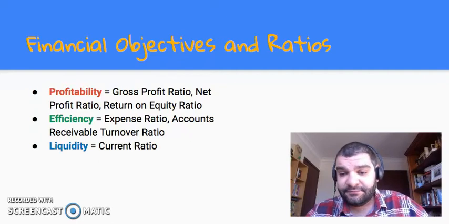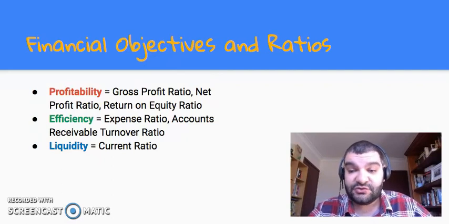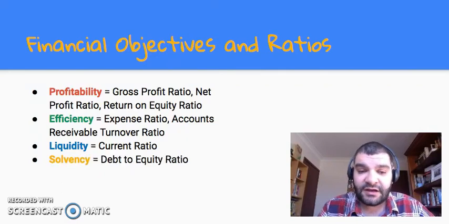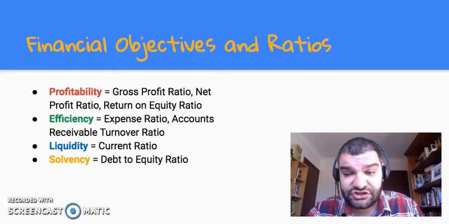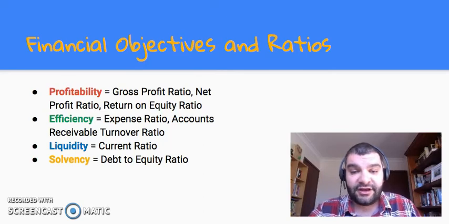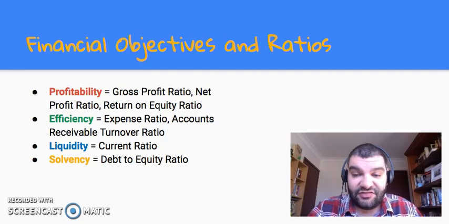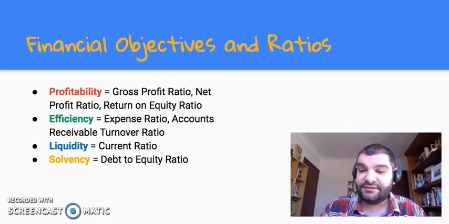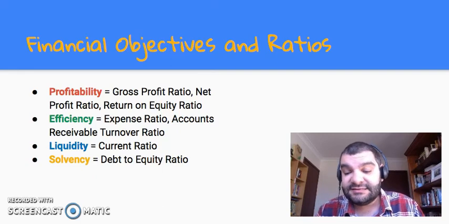The liquidity of a business can be measured using the current ratio. It could also be referred to as the working capital ratio. And solvency can be calculated by using a debt to equity ratio. Solvency can also be referred to as leverage or also gearing. However, they all essentially mean the same thing: the level of debt to the amount of equity that is in the business.